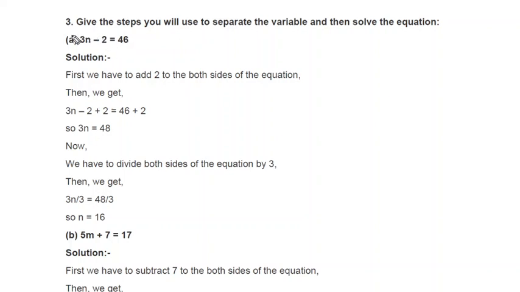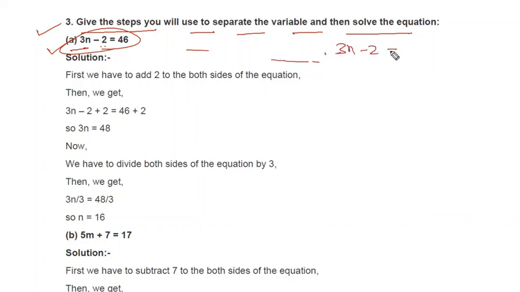Question 3 is saying: give the steps you need to separate the variable and then solve the equation. We'll try question number A. 3n minus 2 equal to 46. So first you can see 3n is there and minus 2 is there. First we will cancel this minus 2. Then we can think about 3n. So our first step will be to add 2 on both sides.